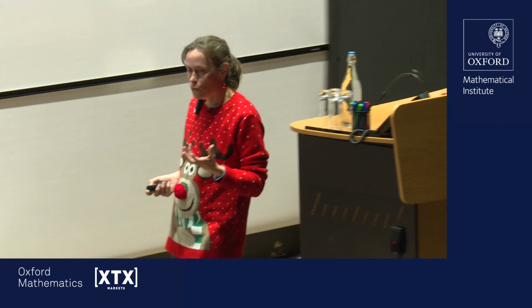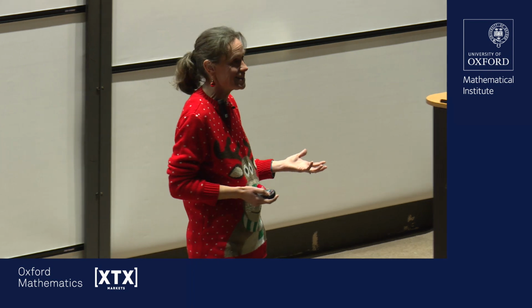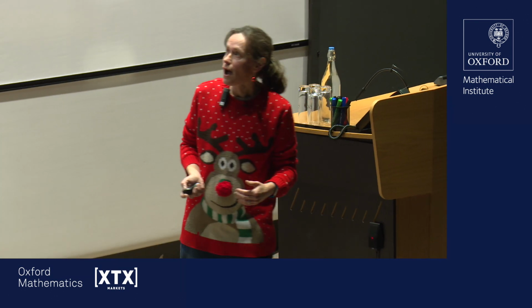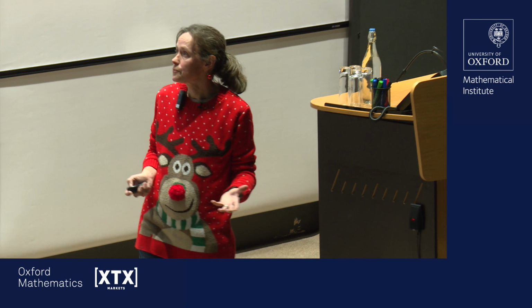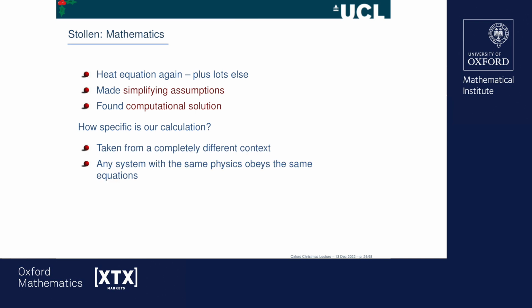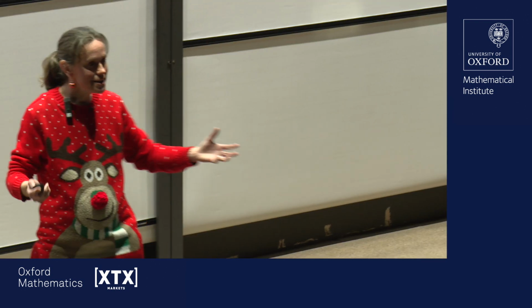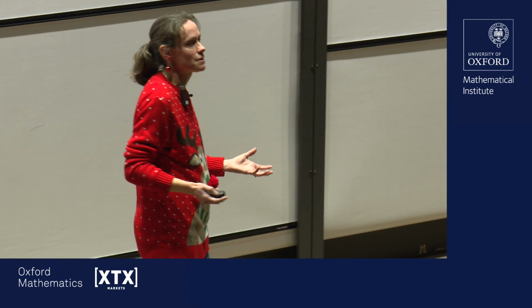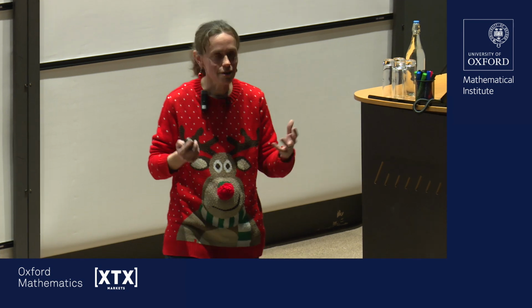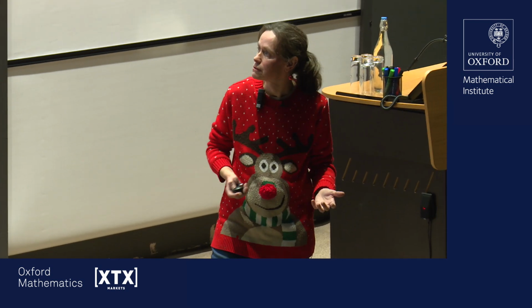But what have we seen? We've seen the heat equation and an awful lot of other bits of physical modelling. Again, we made simplifying assumptions. For a start, I made it 2D, but then I made it a hexagonal pattern and all sorts of things to make it tractable. And then we found a computational solution this time. How specific is it to Stollen? Well, it's really not, because I got it from polyurethanes, which are absolutely not Stollen. And so again, I'm using exactly the same line again. Any system with the same physics obeys the same equations. And this is the universality of mathematical modelling, that you can take the equations and they are going to apply everywhere that that physics applies.